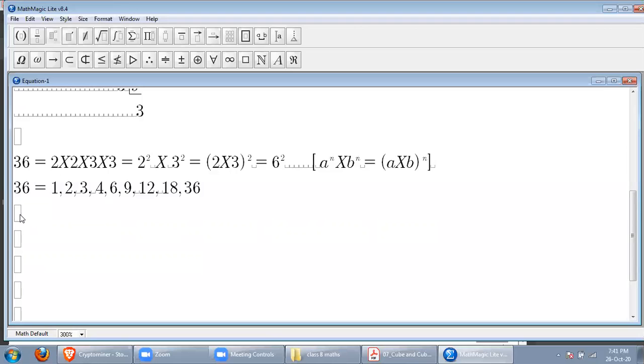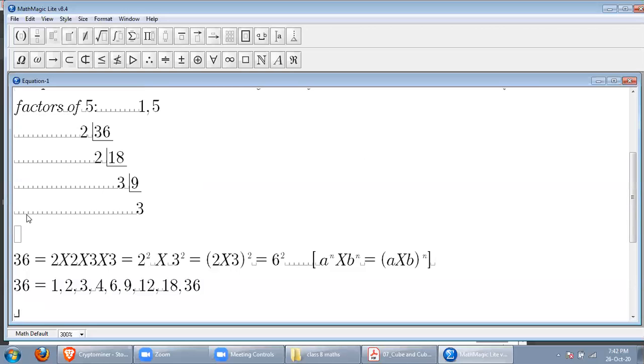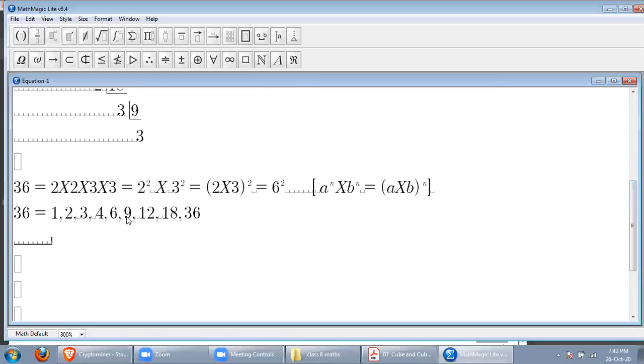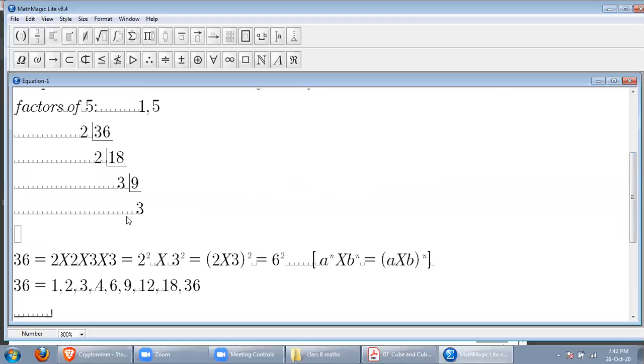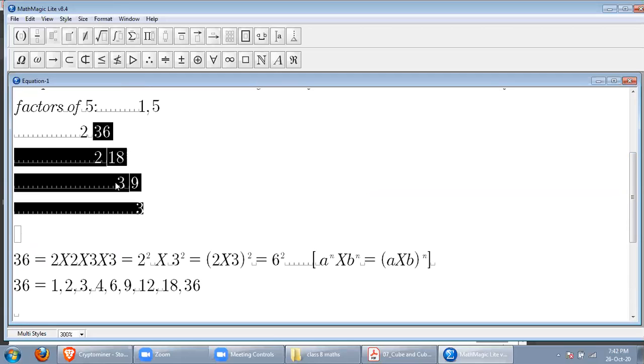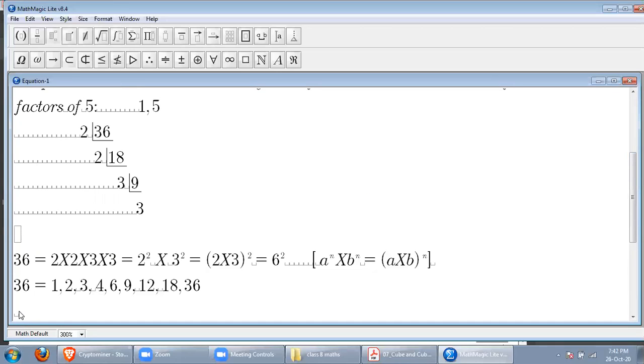Let's say a small cube number, say 216. Okay, 216. Now look how I do. Without even using this division symbol, step by step, just follow.